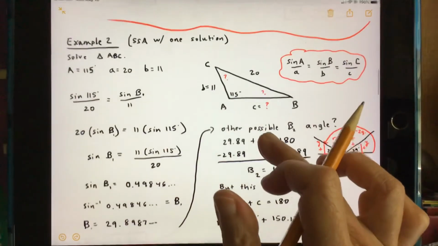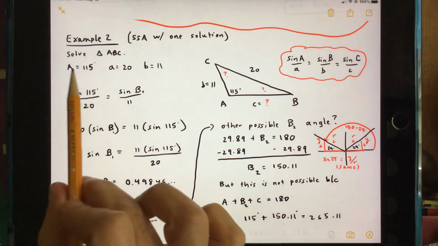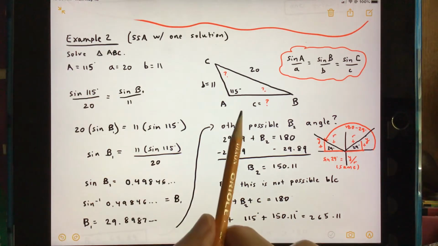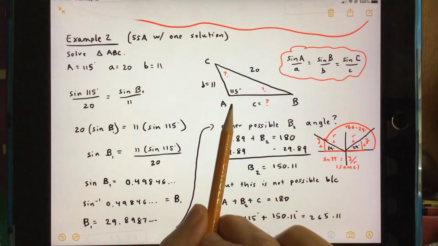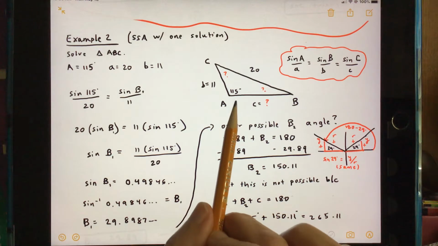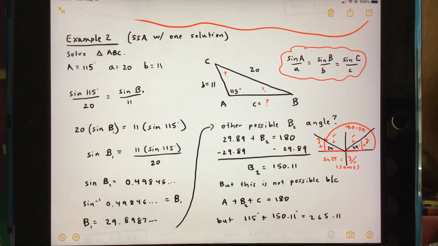All right, so let's go and work some of these out to see how this works. Example 2, side angle with one solution. We're given these measurements. I go ahead and draw the triangle. I'm going to draw angle A so it looks like it's more than 90 degrees to get a good visual on this. So what do I know? Angle A is 115 degrees, B is 11, and A is 20. That's given information here.